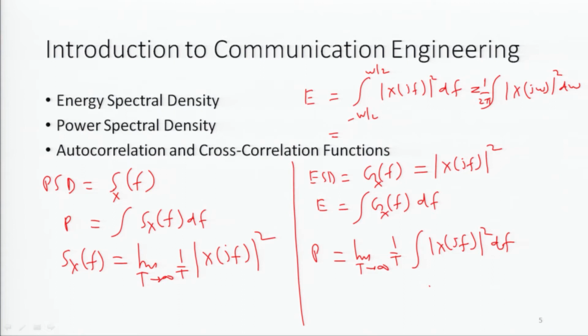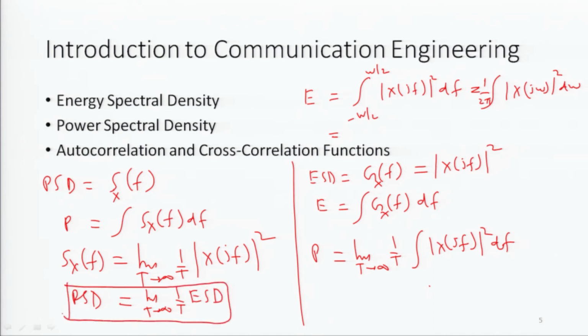And if we relate the energy spectral density and the power spectral density, the energy spectral density is mod of X(jf) whole squared. Then the power spectral density is nothing but the limit T tending to infinity of 1 upon T times the energy spectral density. Okay. This is the energy spectral density and power spectral density. Next, autocorrelation and cross correlation functions.